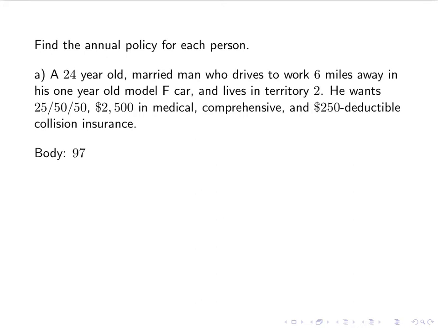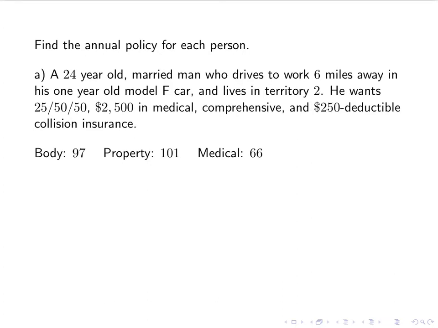Then we go to property, and that third number again is property, so $50,000, Territory 2, we should be getting $101. Then we move on to medical, same table, and for $2,500 we should be getting $66 under Territory 2. So again, if you need to pause the video, pause it, but make sure you can find those 3 numbers on that table.